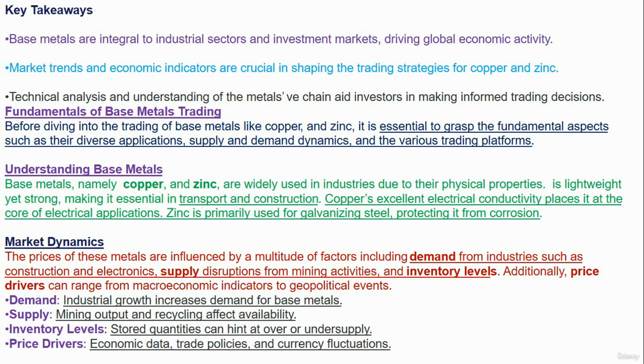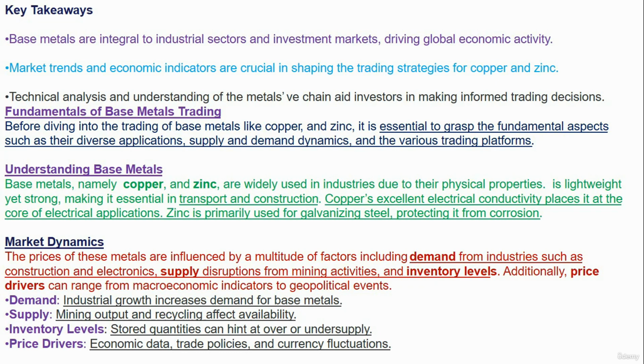So market dynamics, there are four things he has to know. The first is demand, then supply, then inventory levels, and price drivers. So for demand, he should know how the industry is going, and for supply, he should see how much mining output is there from the countries who are working in the metal sector, and how it is impacting the availability of metals. And if there is a high quantity of metal stored, that also impacts the supply, or less quantity is stored.